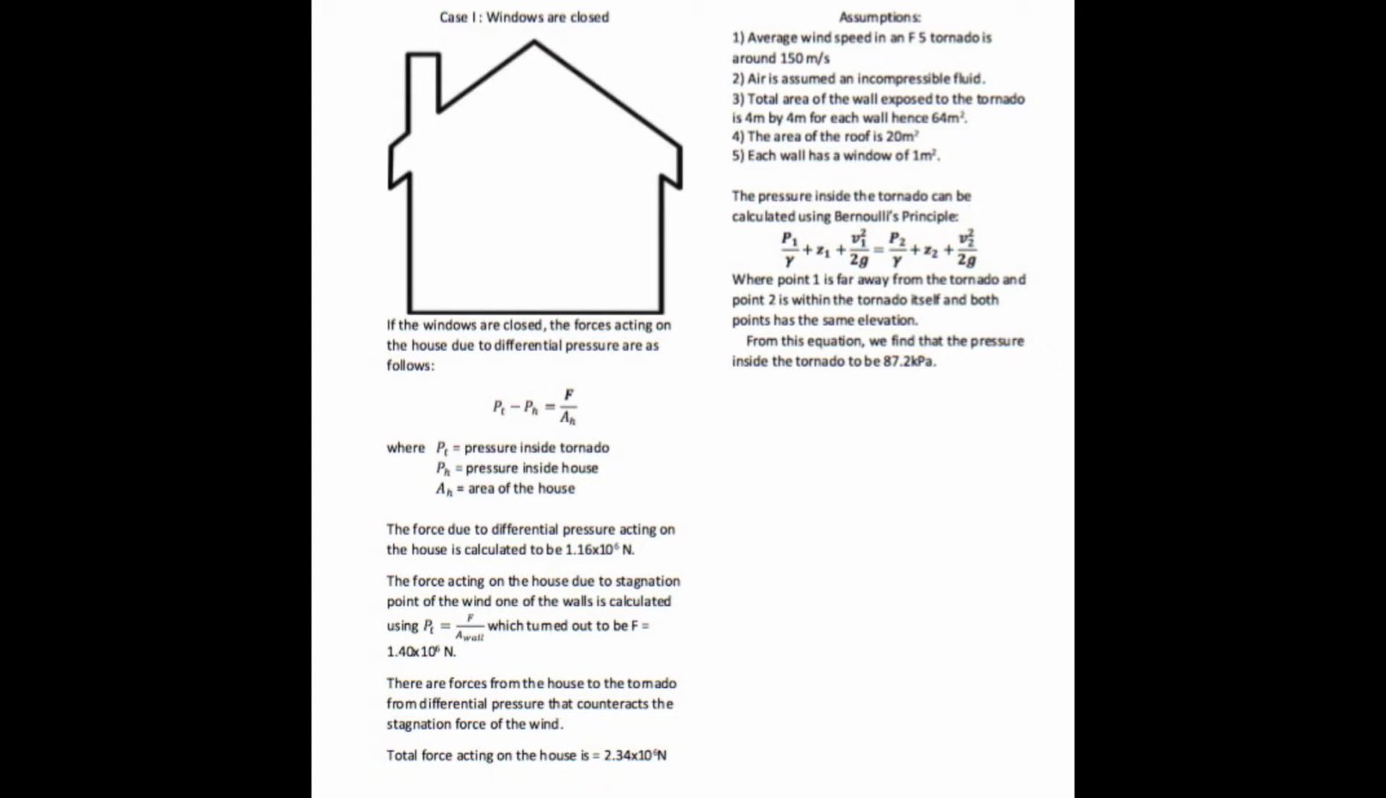And we've already divided the case into two cases. The first is when the windows are closed, and the second is when the windows are open. If the windows are closed, the forces acting on the house due to differential pressure are calculated as follows. This force is calculated to be 1.16 times 10 to the power of 6 Newton.